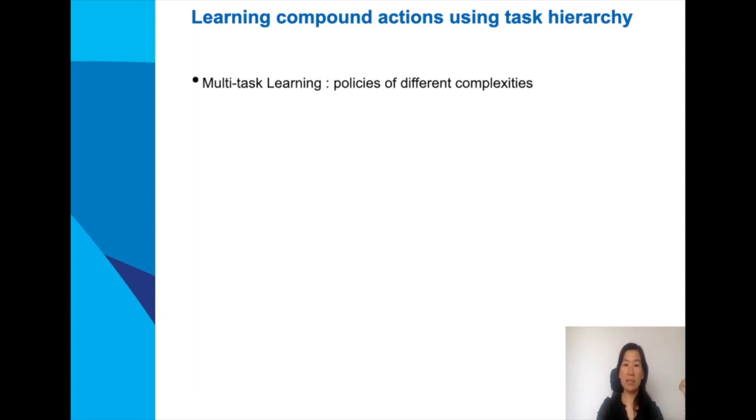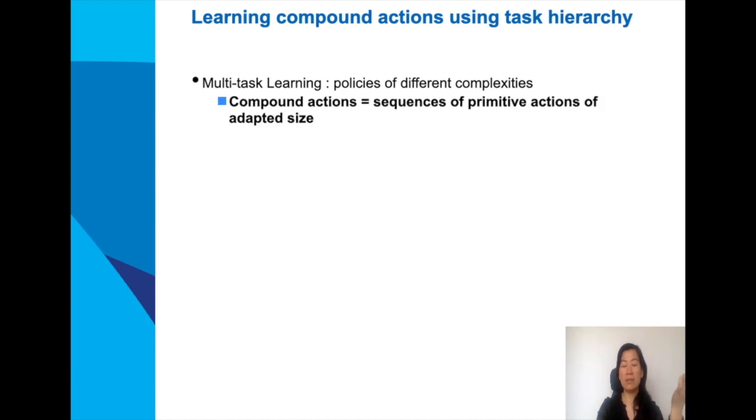In multitask learning, we want the robot to be able to propose policies of different complexities using compound actions, as Justus Piater named them. For us, they are sequences of primitive actions of adapted size, adapted to the complexity of the actions. And for that, we hypothesize that some tasks are related to each other and they are hierarchical. And the robot needs to discover and exploit this hierarchy.